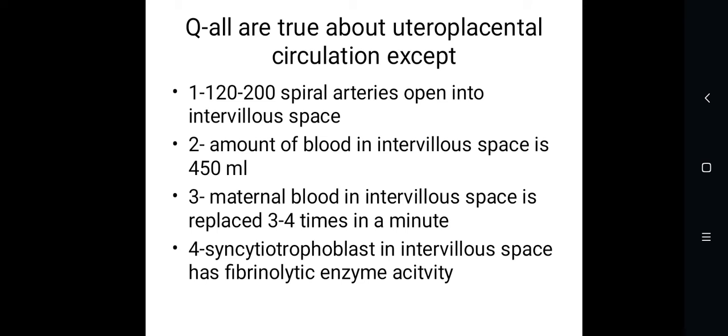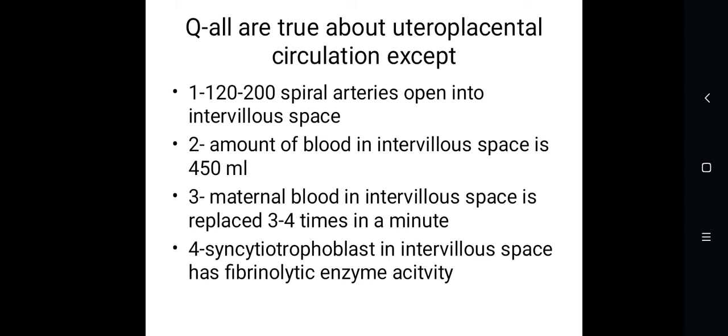Now let's see the third and fourth also. Maternal blood in the intervillous space is replaced 3 to 4 times in a minute. This is true. The capacity is 150 ml and the total flow in a minute is around 500 ml. So it is replaced 3 to 4 times in a minute. And on the fetal side, the fetal blood which is present in the placenta is replaced totally once in a minute. Now the fourth option: syncytiotrophoblast in the intervillous space has fibrinolytic enzyme activity.